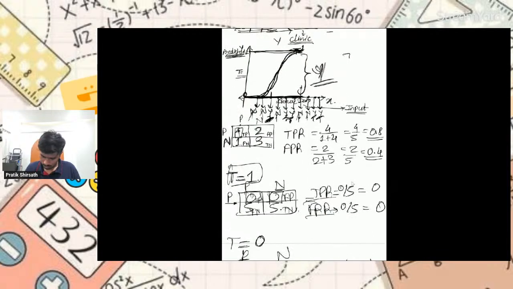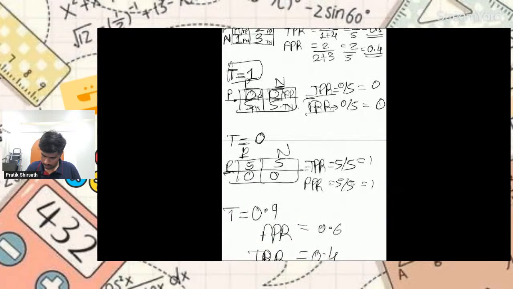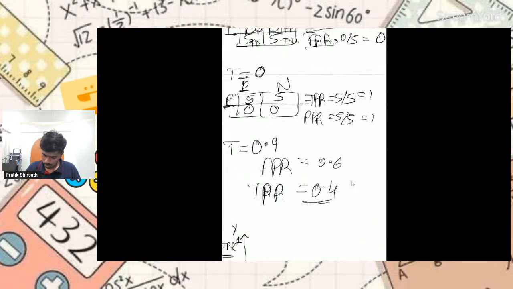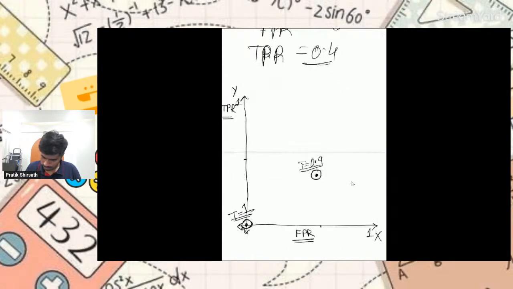Then T is equal to 0. T equal to 0 is the extreme-most point which I can get in the ROC curve. So this is T equal to 0, where my FPR is equal to 1 and TPR is equal to 1.